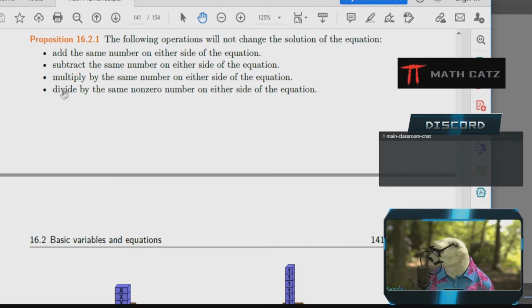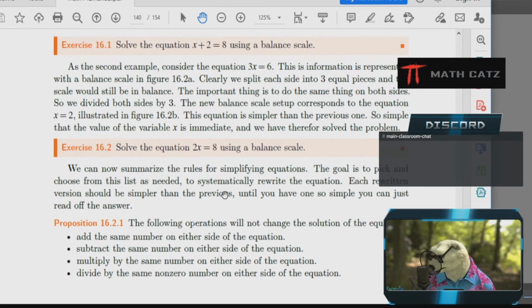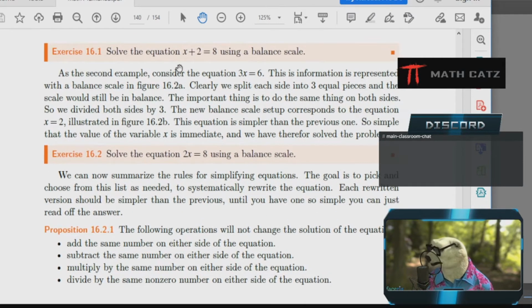Add, subtract, multiply, divide by the same number on both sides. 0 is a little different, so I don't want to use 0 as that number I use on both sides. As long as I stay away from 0, I can do it as long as I do it on both sides. Okay. So in the case of exercise 16.1, I'm not going to insult your intelligence.